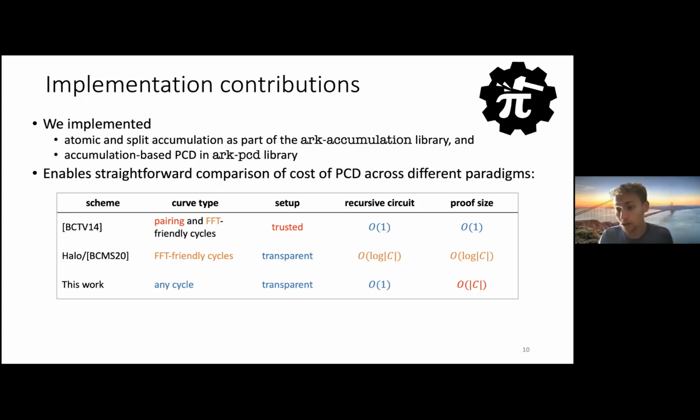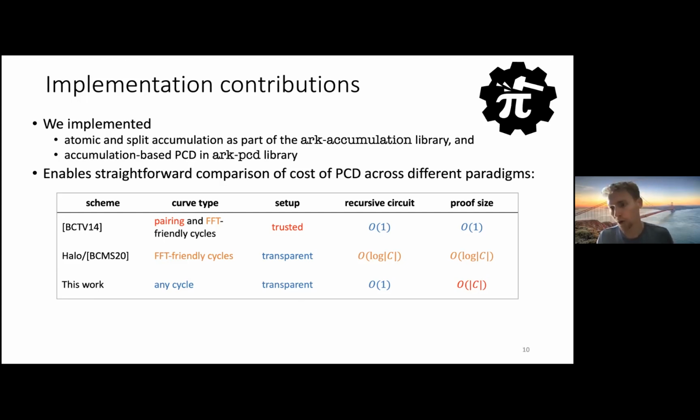And then Halo removed the need for a pairing. It now only required a group where the discrete logarithm is hard, but no additional structure, no additional bilinear map. But these curves need to be FFT friendly, which means really that the size of the field has a high two-adicity, because you need to compute FFTs efficiently.